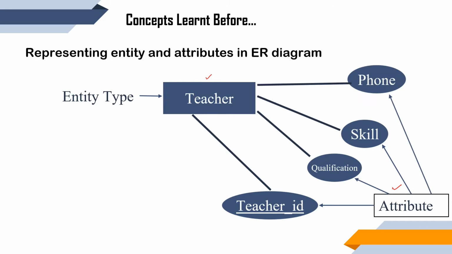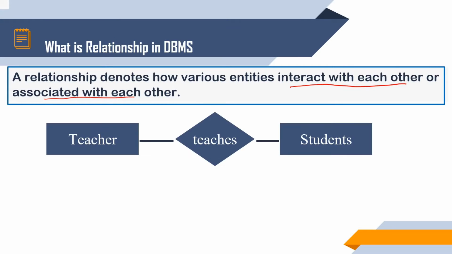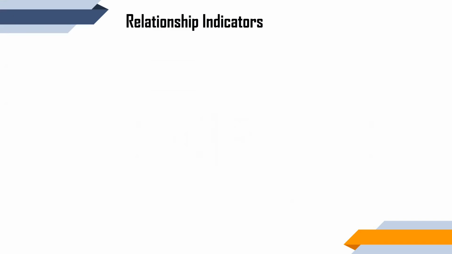Also, we have learned what is a relationship. It is nothing but some interaction between different entities. So how various entities interact with each other or associated with each other. Like you can see, teacher is associated with the student by a particular verb, which is teaches. So teaches is the relationship, and the relationship symbol is given by this rhombus or diamond, whatever you call it. This part already we have covered in our previous lectures.